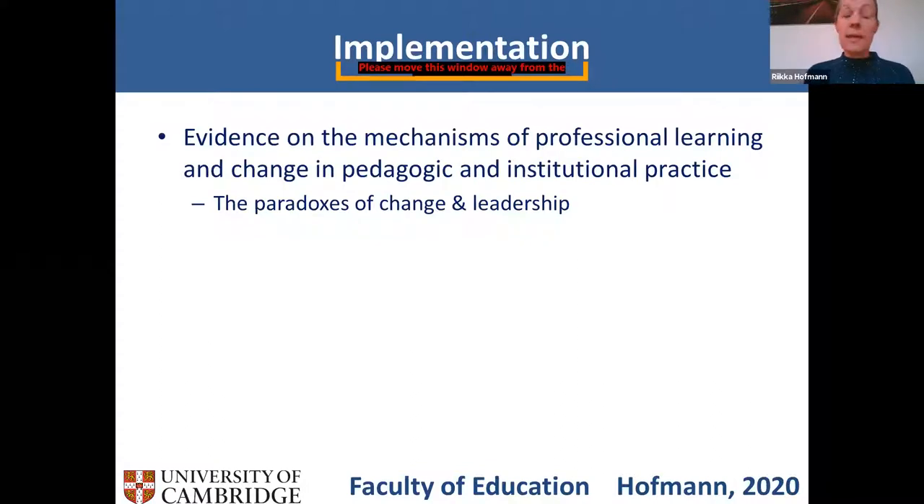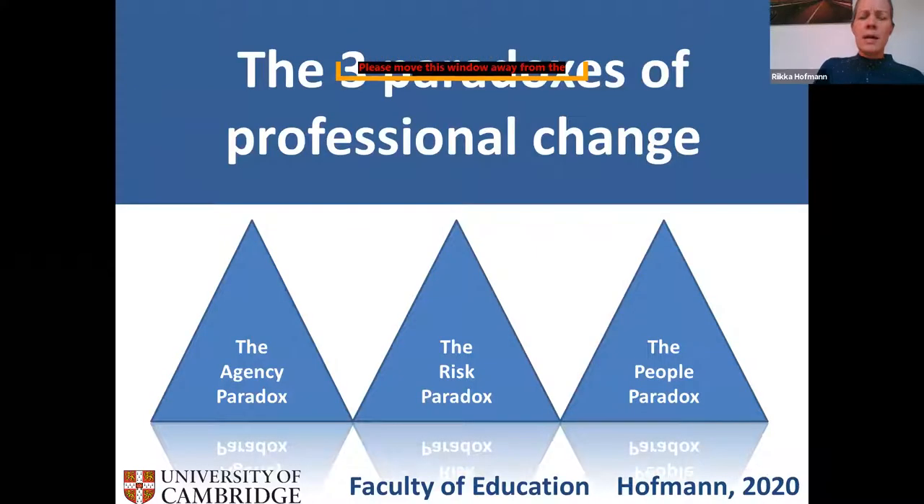Secondly, then, implementation. We need evidence not just of the practice that we want to be changing, but we need evidence on the mechanisms of professional learning and change that are relevant to making that pedagogic or educational intervention actually happen. And those need to be relevant to that local setting. There's one thing from our research that I would like to share with you with regard to this issue. And it is something that I have found in my research across many studies in both school and medical settings that I have captured as three paradoxes of professional change.